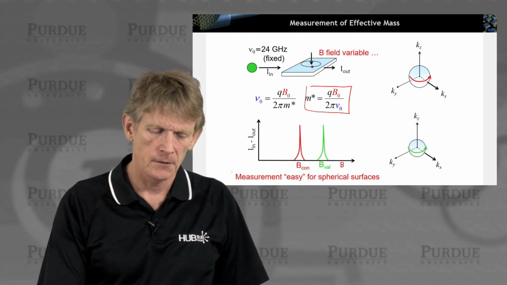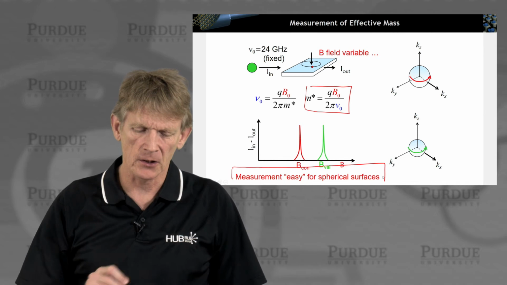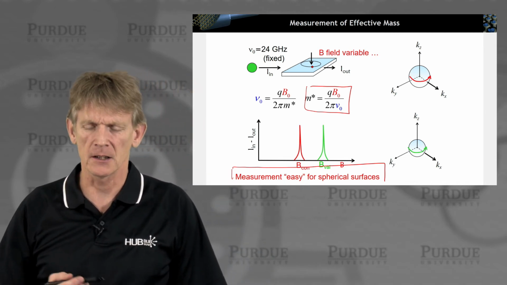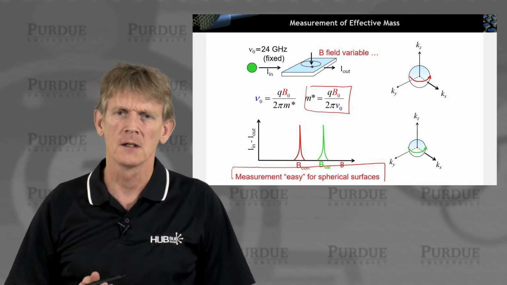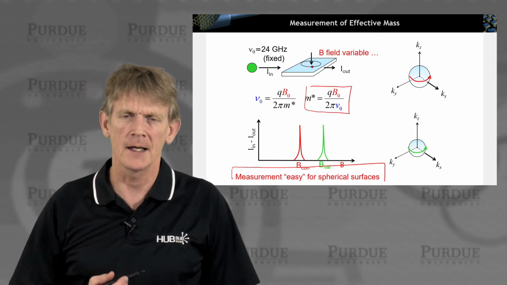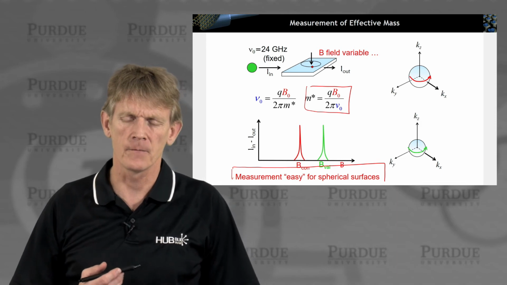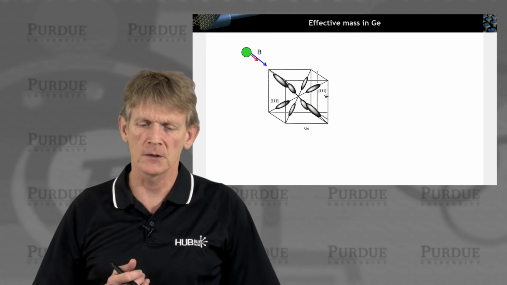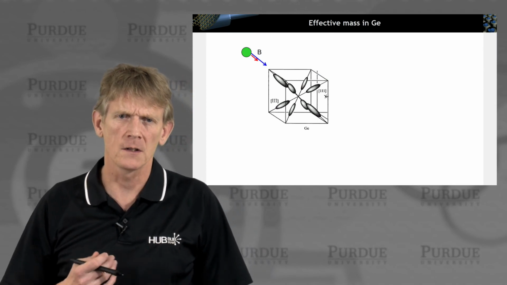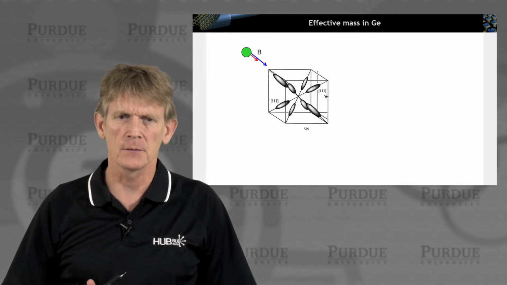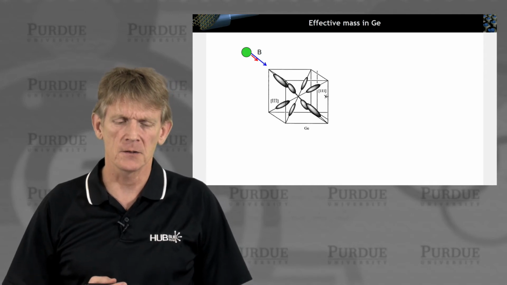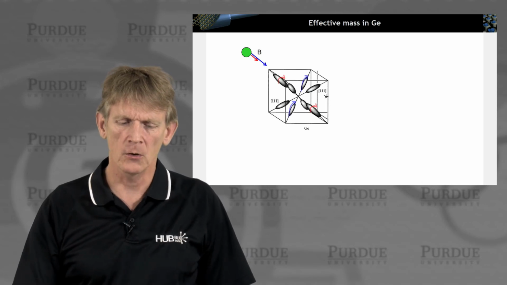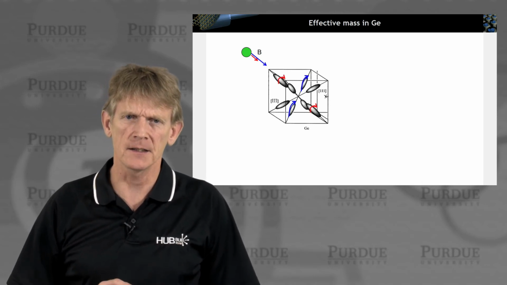Now, I wrote down here that this calculation or this measurement is relatively easy for spherical surfaces like gallium arsenide, or for holes where you can assume for low energy holes that the isosurfaces are spherical. Now, if you have a more complicated material like germanium or silicon, you know that you have multiple valleys in the conduction band. So here is the case for germanium, where we know we have 8 equivalent valleys.